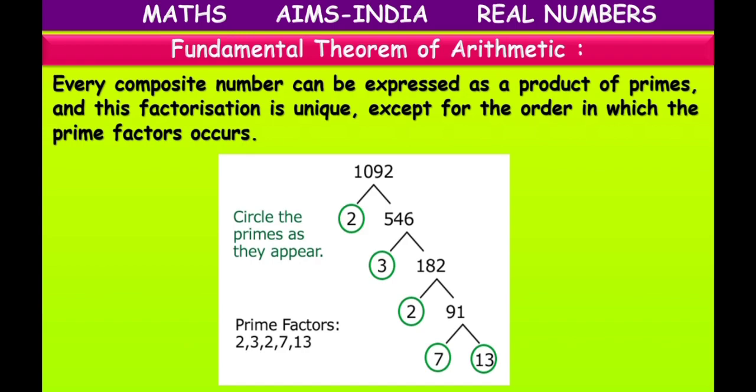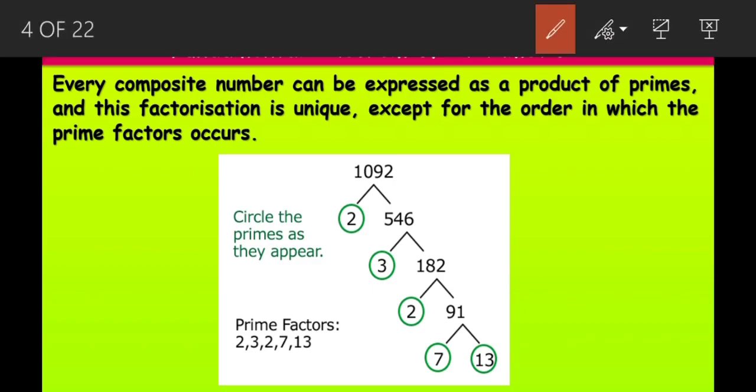Now, based on this, we have a theorem called the fundamental theorem of arithmetic. Based on what we have just learned, in extension to it, we have a theorem called the fundamental theorem of arithmetic. Here they are checking not a prime number but a composite number. The question is whether it can be expressed as a product of prime factors or not.